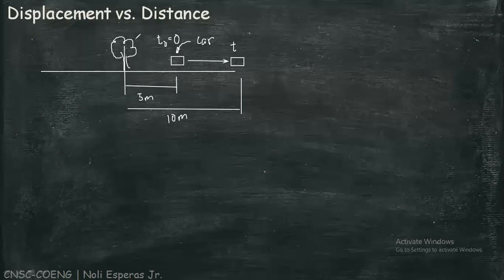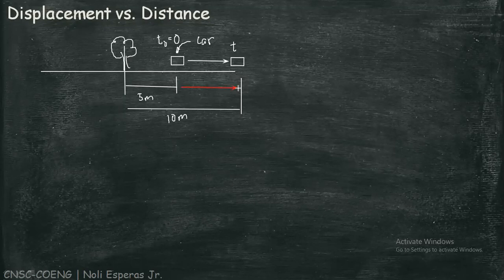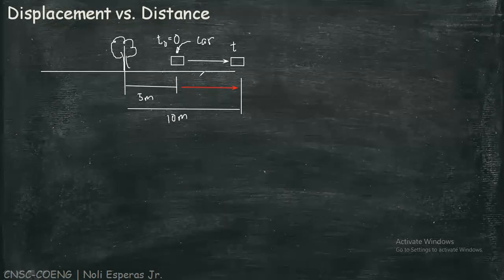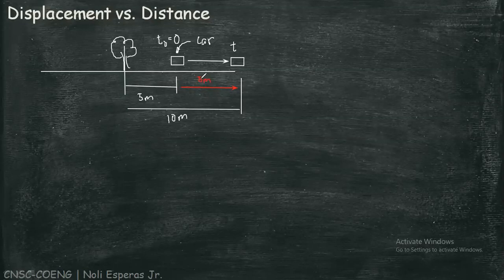So now, what is the distance traveled by the car and what is displacement? So the distance traveled by the car is 5 meter. And the symbol for distance is d. And the displacement is delta x, which is also equal to 5 meter.